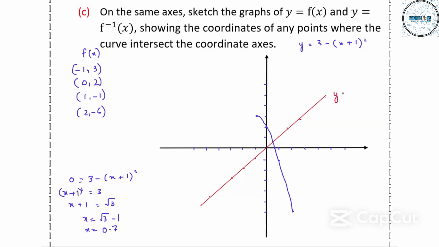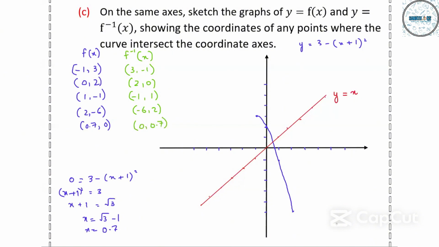Now we have to draw the line y is equal to x. So we have this line y is equal to x. Now we will draw the graph of f inverse of x. For f inverse of x, we will just switch these coordinates. The x value will become y and the y value will become x. So 2, 0; 1, -1 becomes -1, 1; and 2, -6 becomes -6, 2. Here it was 0.7, 0, and here it would be 0, 0.7.